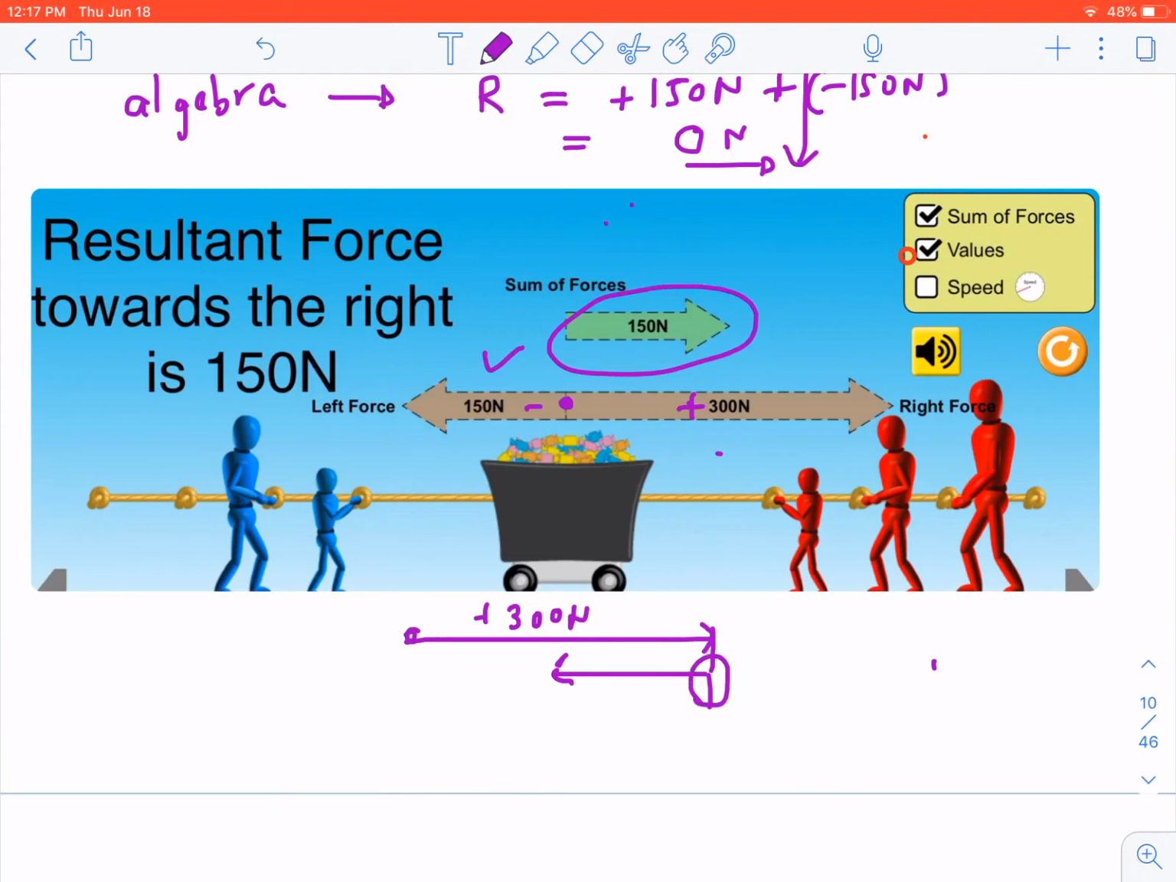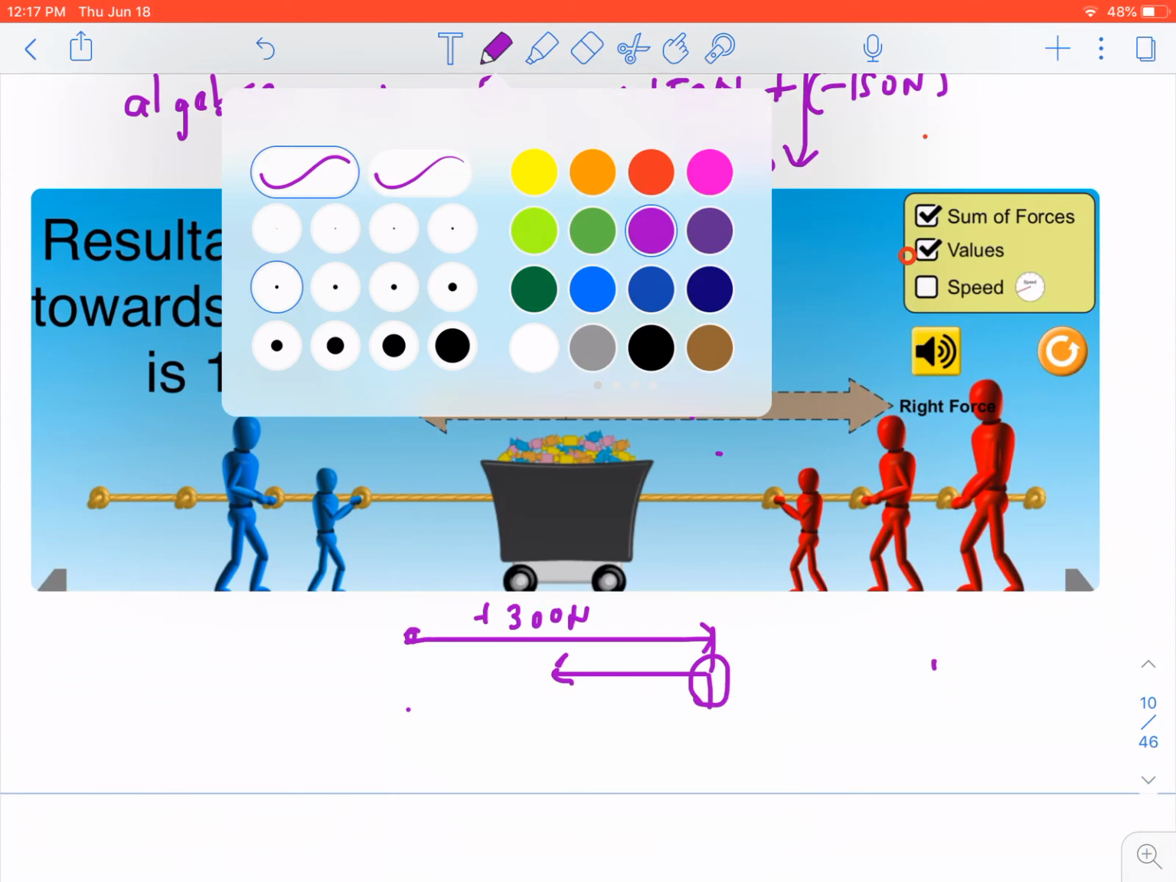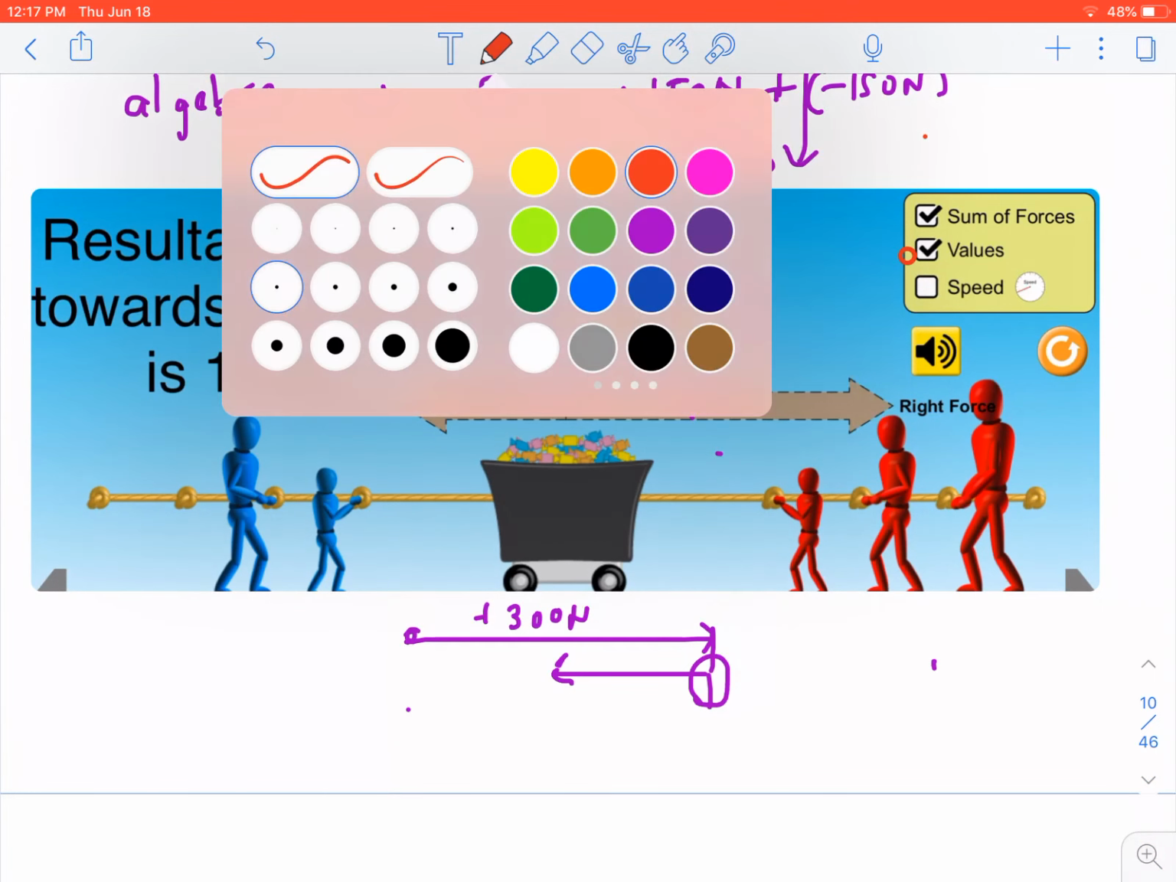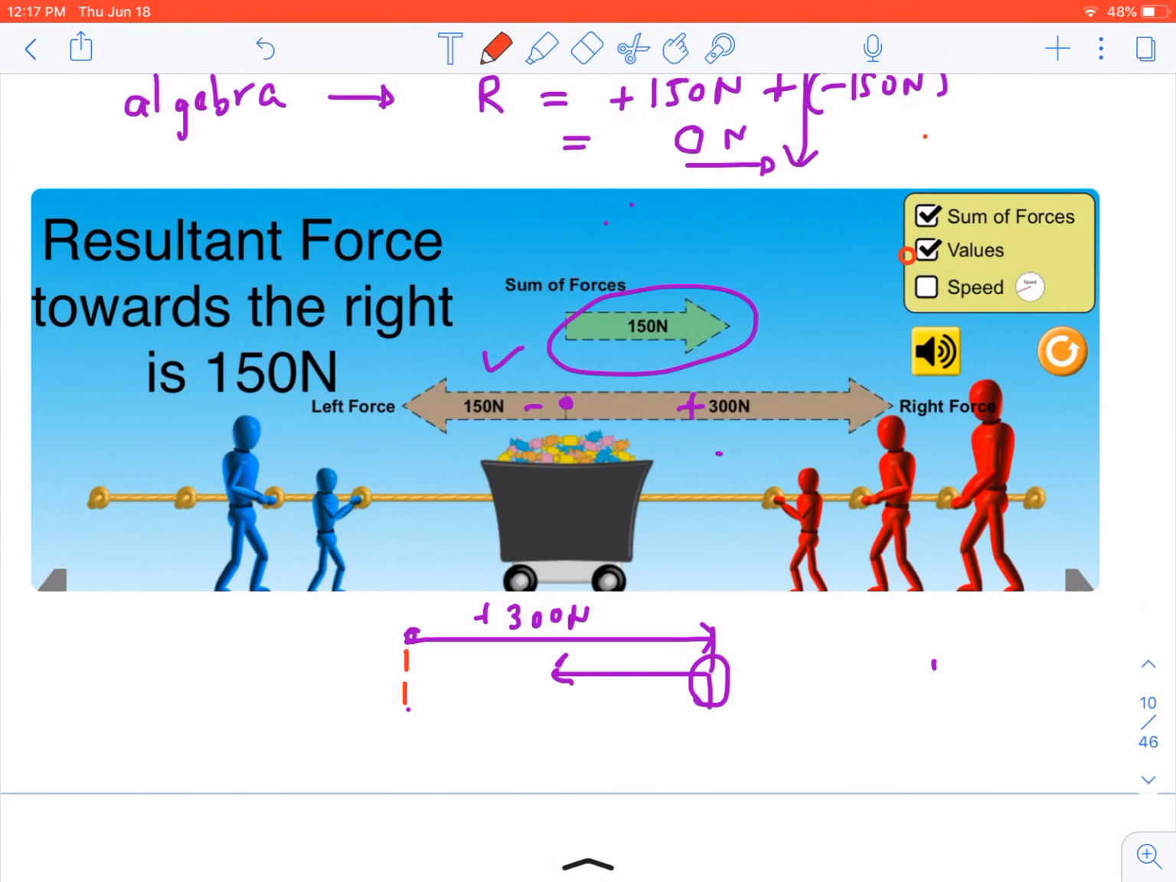And what's the resultant? That's the resultant vector, and that is 150 newtons, because your tail is there and your head is there, and that is 150 in a plus direction. Remember, this here was minus 150 newtons. So that's done geometrically.